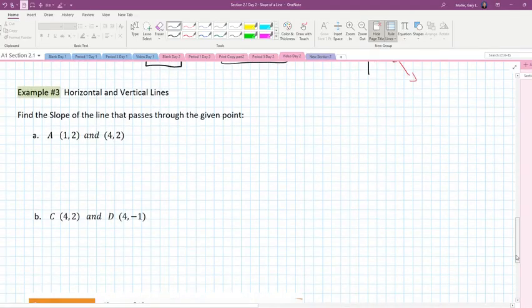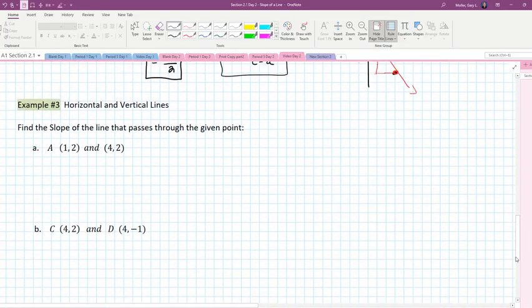I think we've got a couple special cases to talk about, and then just a quick review. So find the slope of the line that passes through these given points. So once again, m equals y2 minus y1 over x2 minus x1. So my slope is going to be 2 minus the other y value, which is 2. Interesting. And that's 4 minus 1. So I get 0 over 3, and 0 divided by anything is just 0. So it looks like my slope is 0.